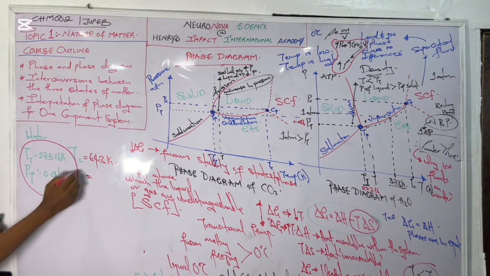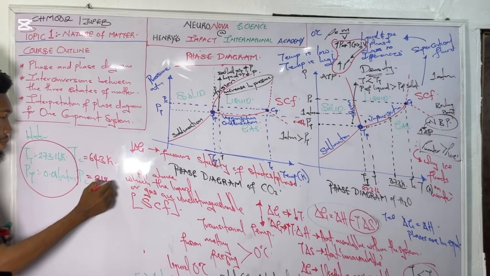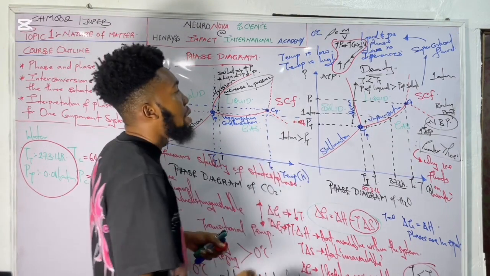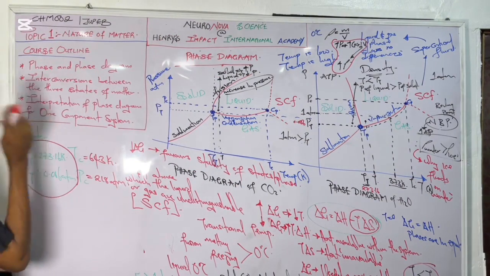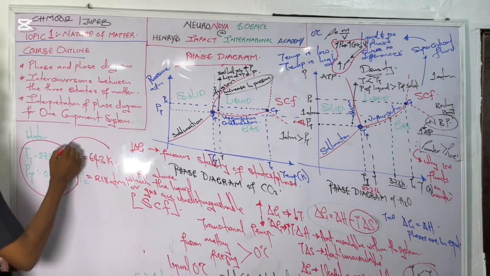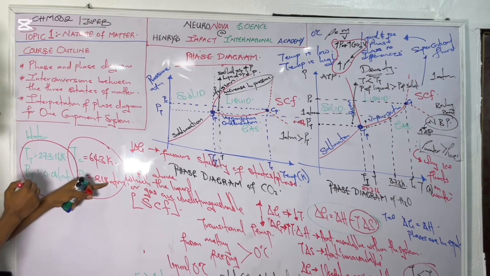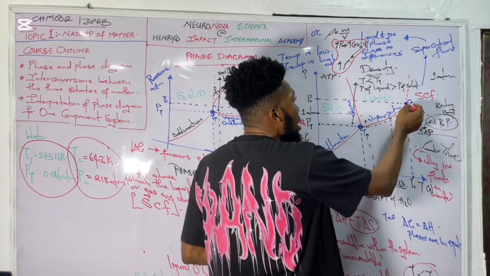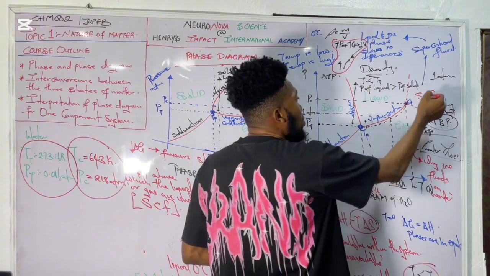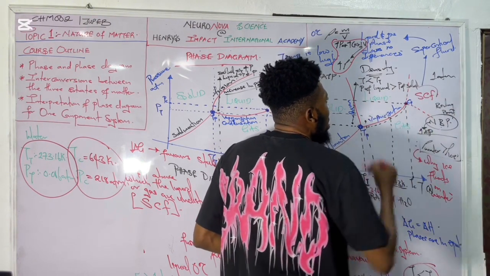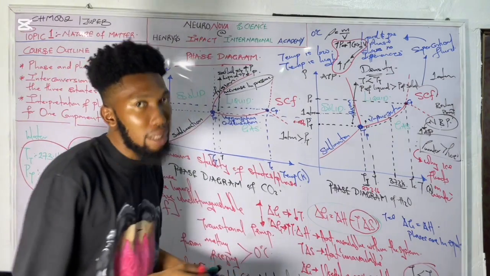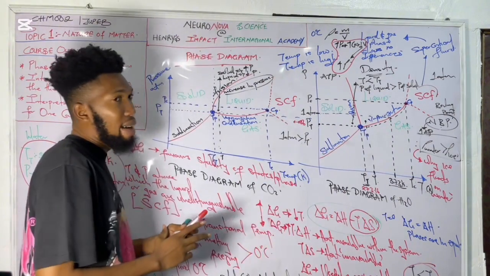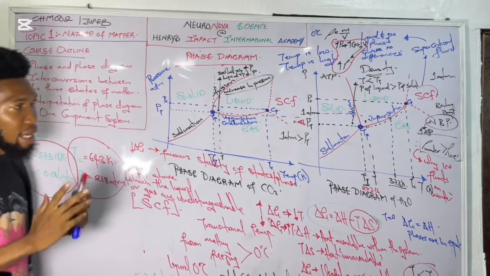Now, let's come to this one. The pressure for this one is 218 ATM, much higher than 1 ATM. So it means that at 643 Kelvin and 218 ATM, anything above this takes the substance into a supercritical fluid state. So that is that for water. Literally, I've said everything you need to know for water.